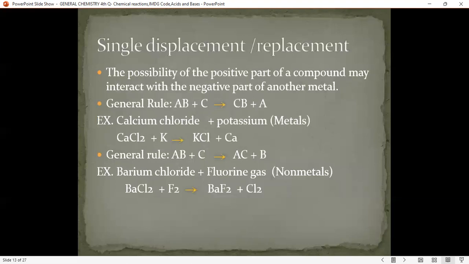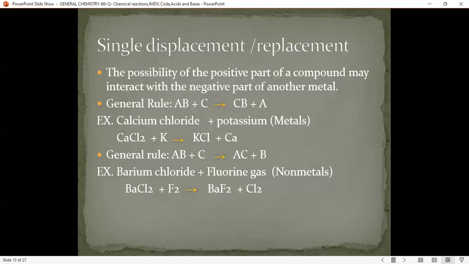Single displacement or replacement, in some other books, is where the positive part of a compound, or the cation part of a compound, may interact with the negative part of another metal, or let's say, for example, a non-metal. Okay? So there are two general rules that we follow, especially when we apply it to metals and non-metals. For our general rule in metals, we have AB.